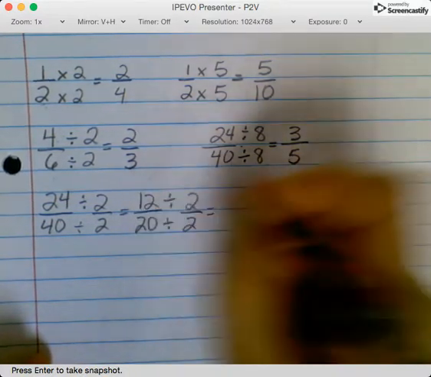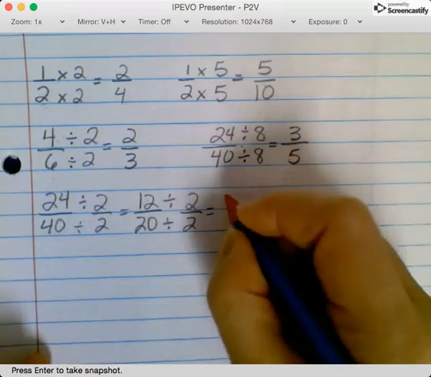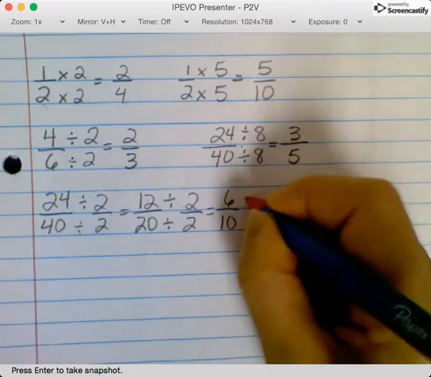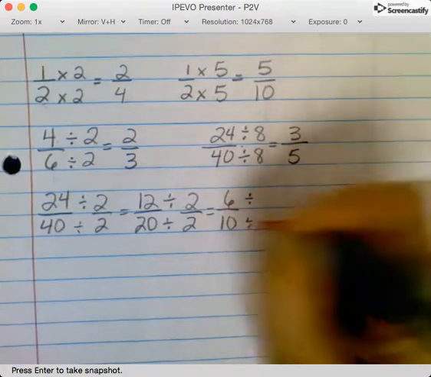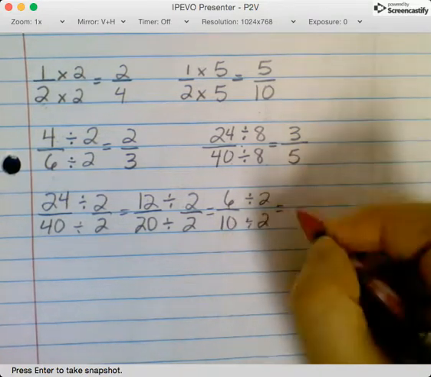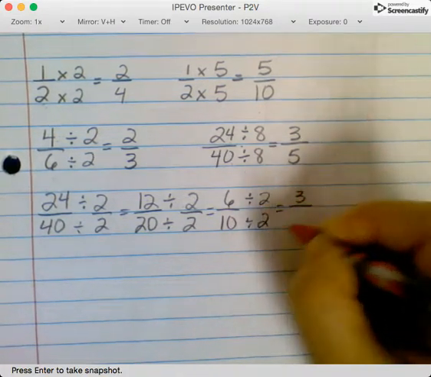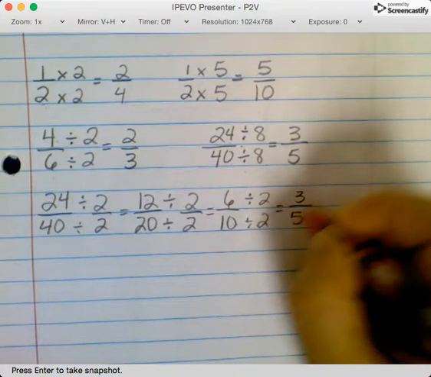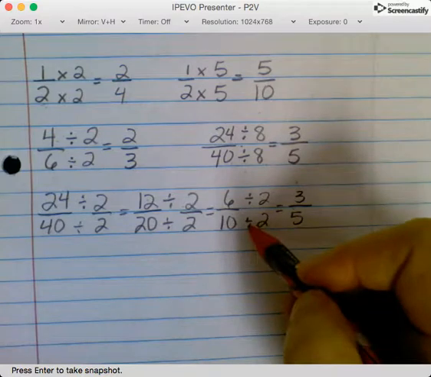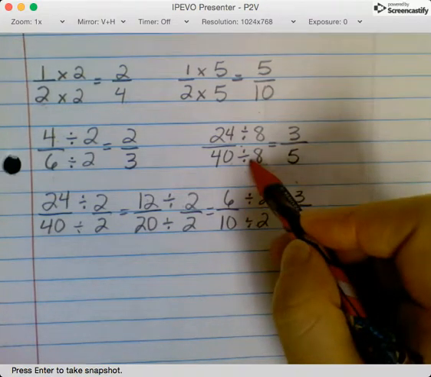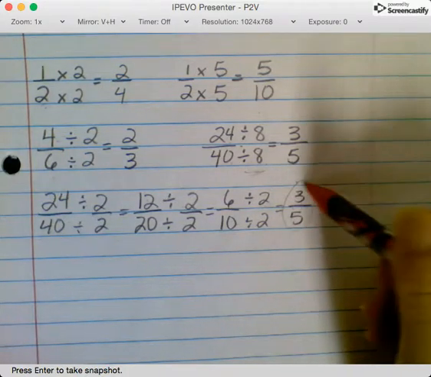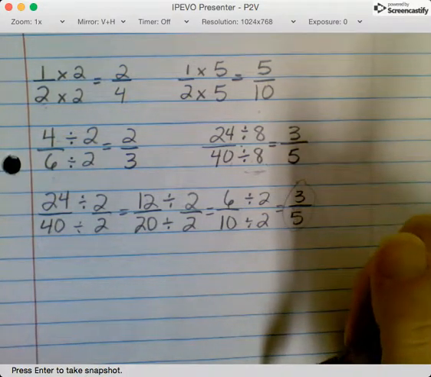So 12 divided by 2 is 6, and 20 divided by 2 is 10. That can also be divided again by 2. 6 divided by 2 and 10 divided by 2. 6 divided by 2 is 3. 10 divided by 2 is 5. And so I still end up with the same answer if I repeatedly divide as I would if I would have started out dividing by 8. Okay, and this would be our simplest form for this one.